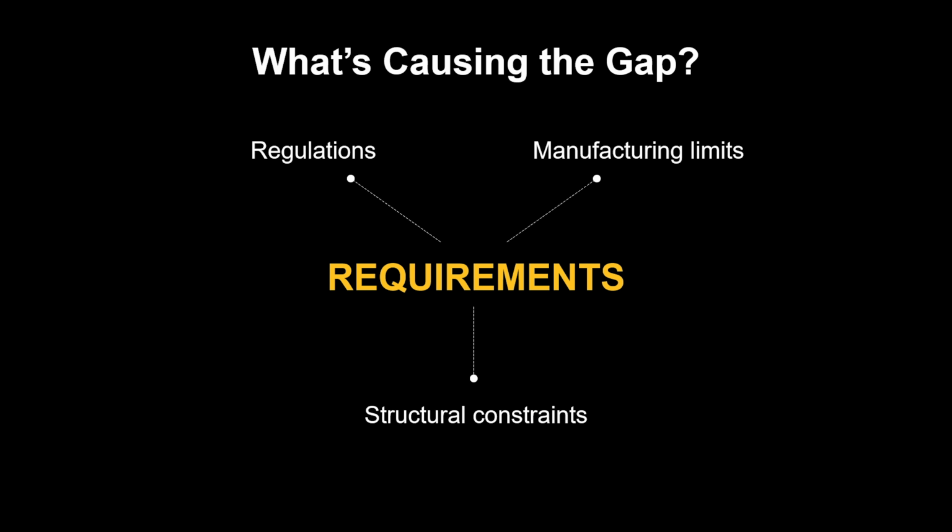The obvious answer is requirements. Things like regulations, structural constraints, and manufacturing limits. And among them, it's especially important that key requirements affecting the design are applied at the right stage of the process. But we've found there's something else at play.